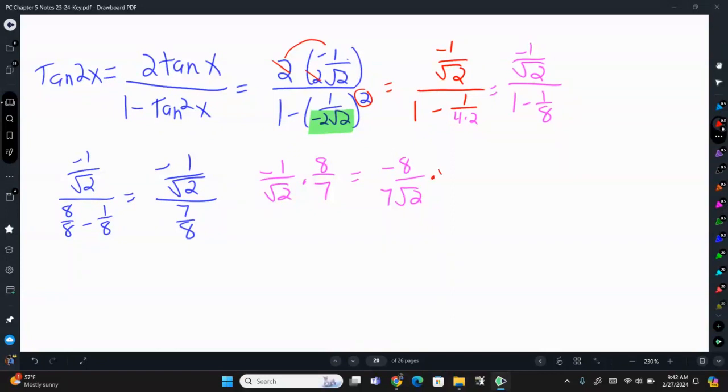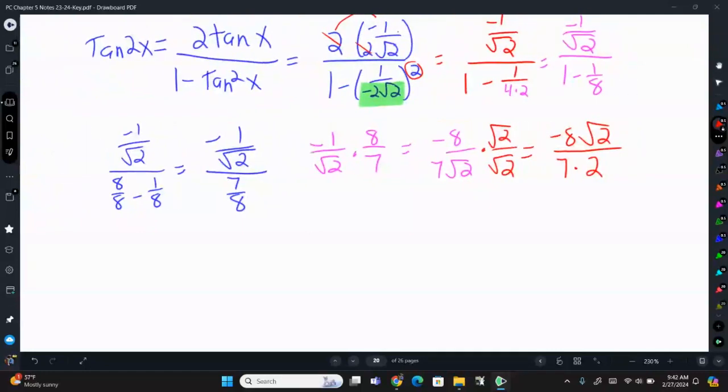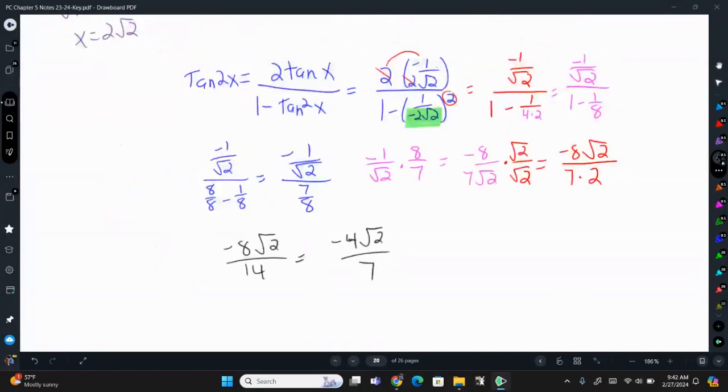We're still not done because we can't have that square root in the denominator. So then we get negative 8 times the square root of 2 over 7 times 2. We're almost done. So then we get negative 8 times the square root of 2 over 14, which can be reduced to negative 4 times the square root of 2 over 7. So yeah, tangent, as always, is kind of a pain. And it's because tangent can be written as sine over cosine, so there's a lot more to it.